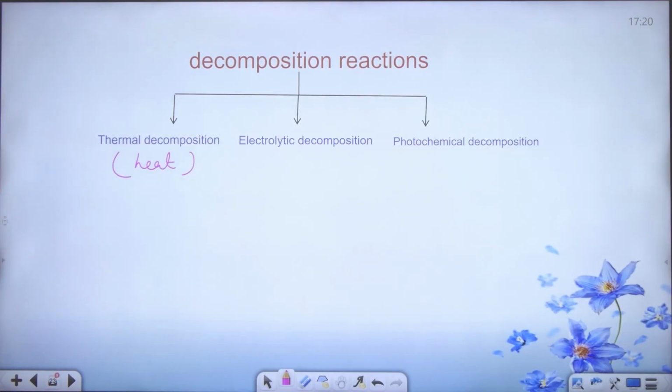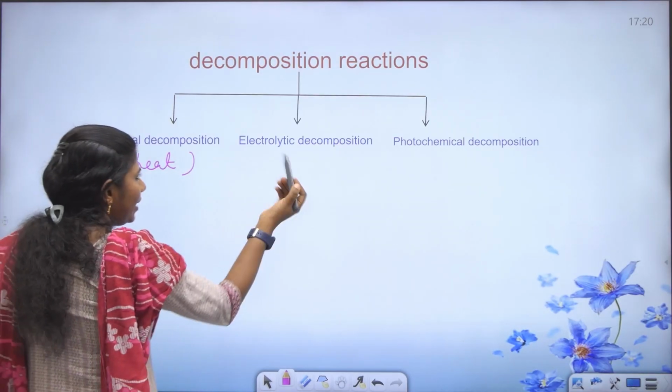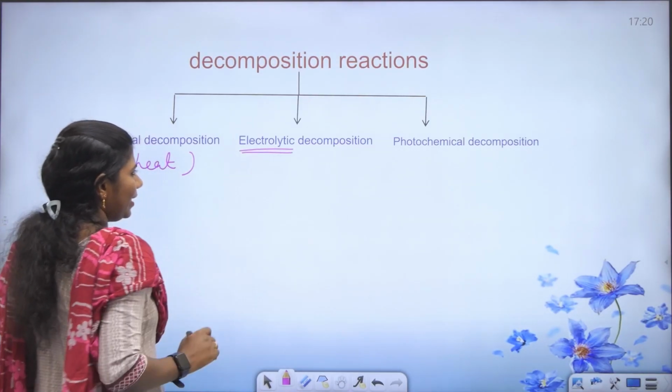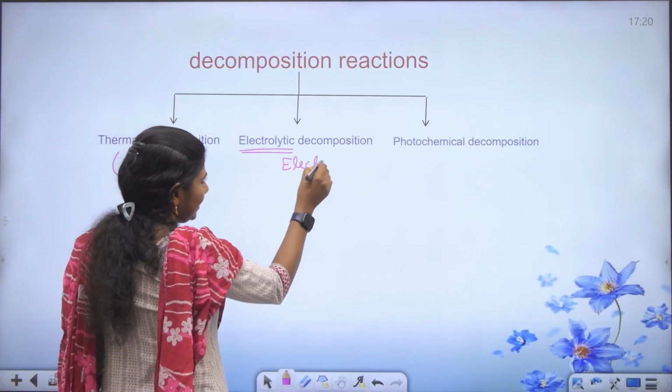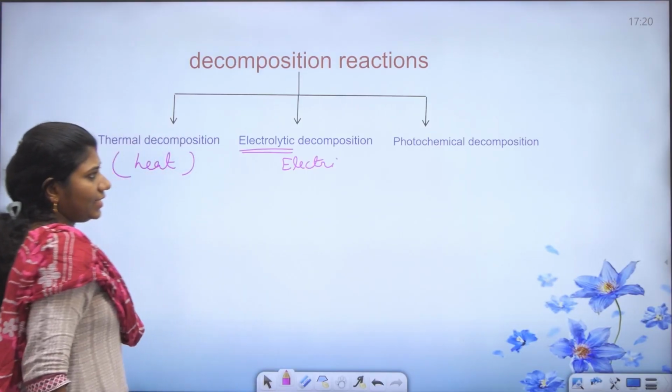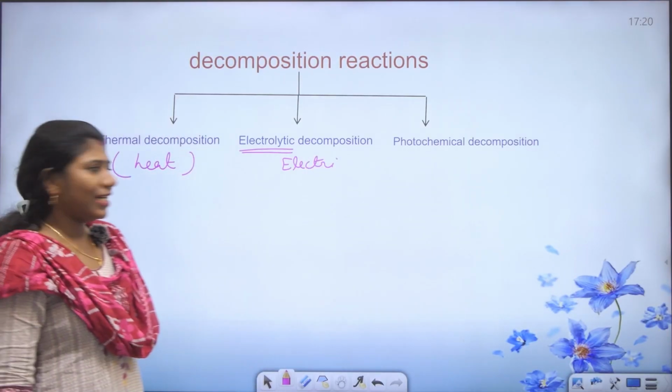The decomposition process carried out in the presence of heat energy is thermal decomposition reaction. Thermal means heat. The thermal decomposition is using heat energy. And electrolytic decomposition, in electrolytic decomposition, here we are using electricity. And photochemical decomposition.